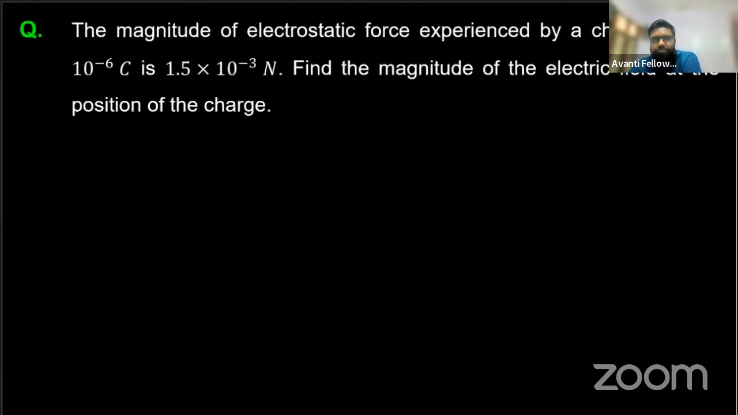Now this is a challenge for you. Very simple question. Try to solve it. The magnitude of electrostatic force experienced by a charge of 1 into 10 raised to the power minus 6 coulomb is 1.5 into 10 raised to the power minus 3 Newton. Now find the magnitude of the electric field at the position of the charge. Come on, try to solve it, everyone. Very easy question, just a piece of cake.